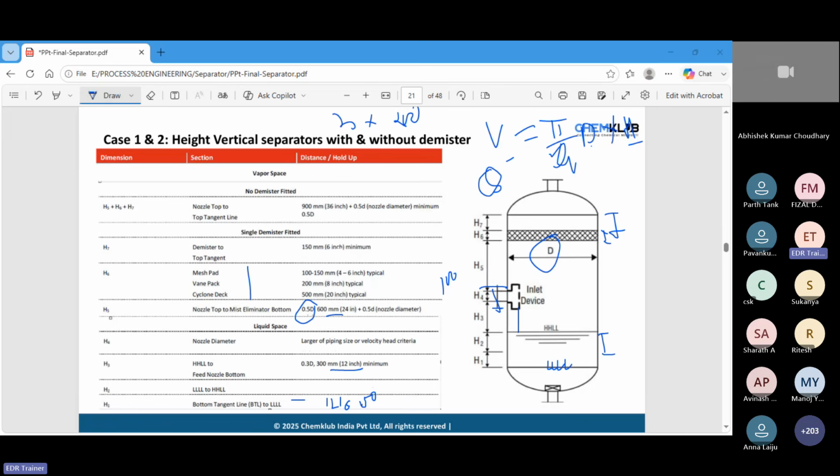What are the key design and sizing changes required for a three-phase separator compared to a two-phase separator? Look, for the three-phase separator, we'll see it later because it will take too much time.